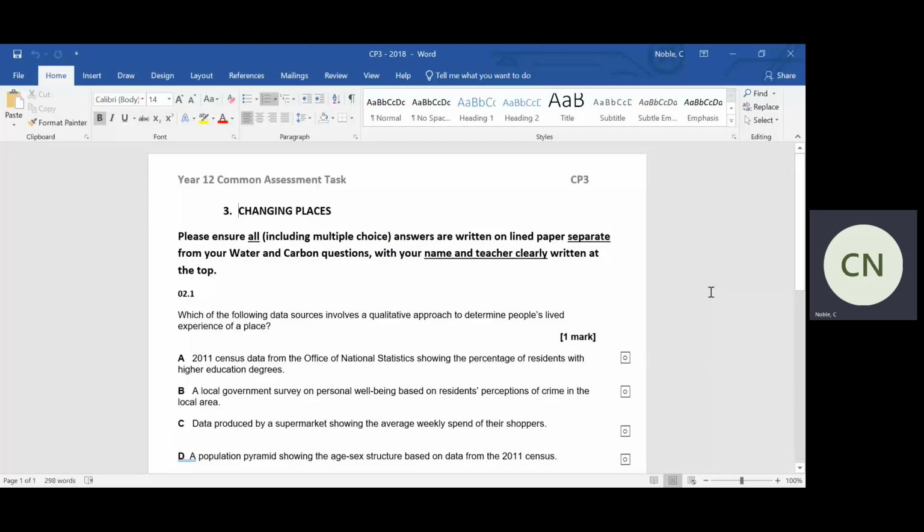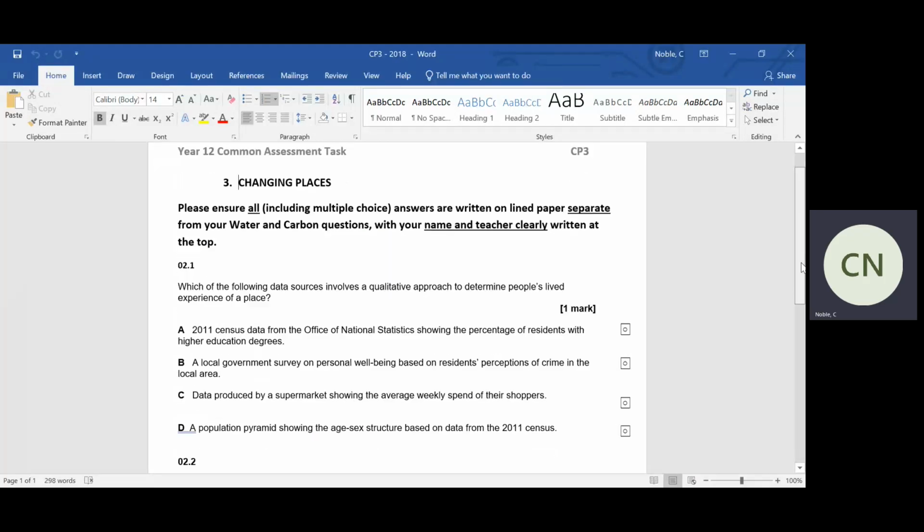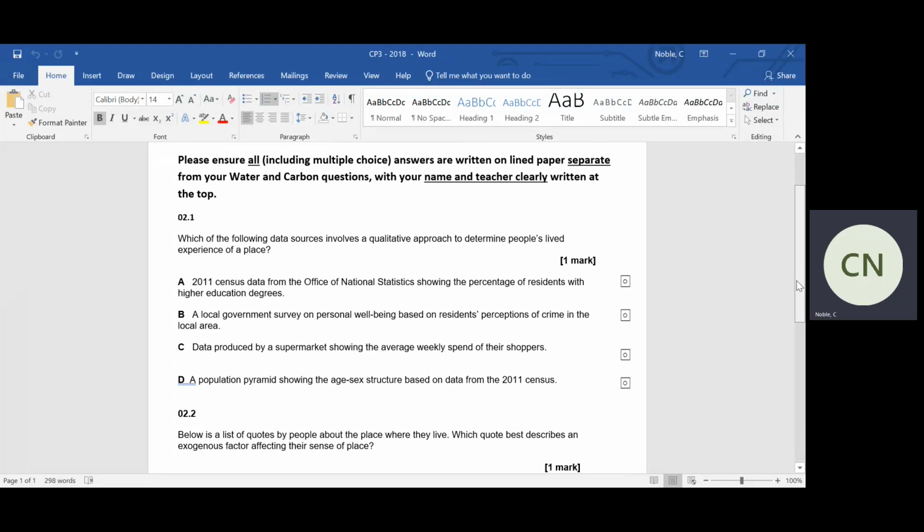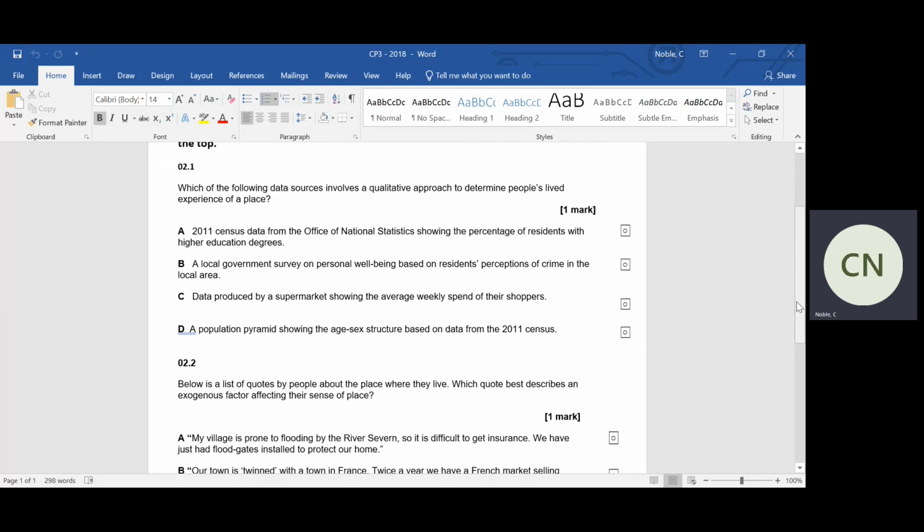Hi Year 12. So this week's Changing Places CAT consists of 3 questions. The first 2 questions are multiple choice questions. Just be aware that each question only asks for 1 correct answer.